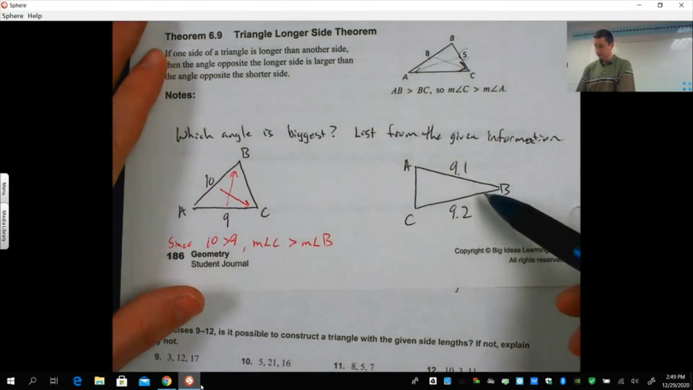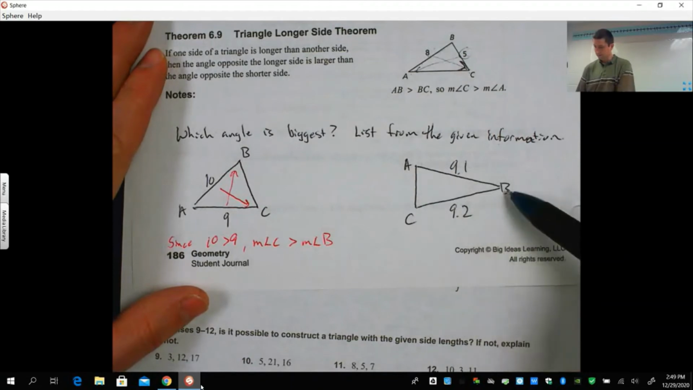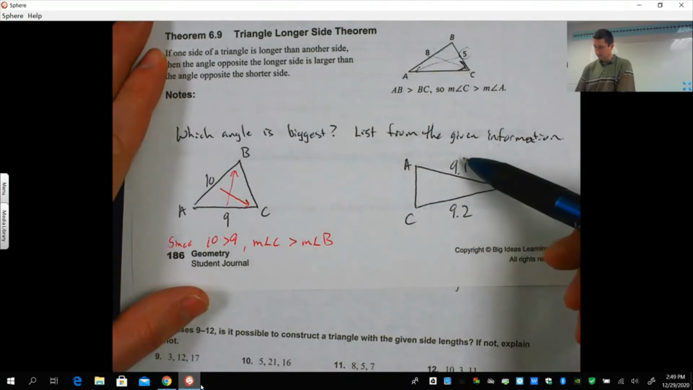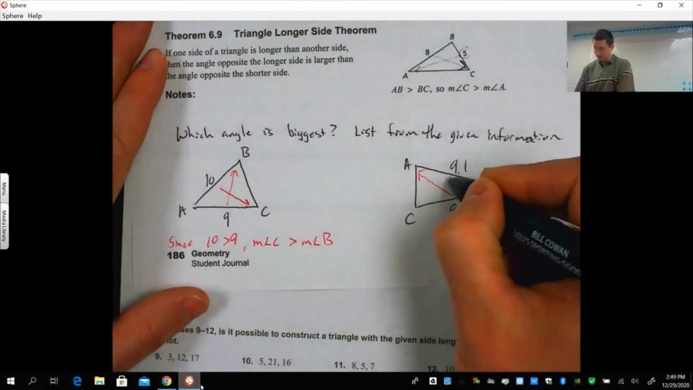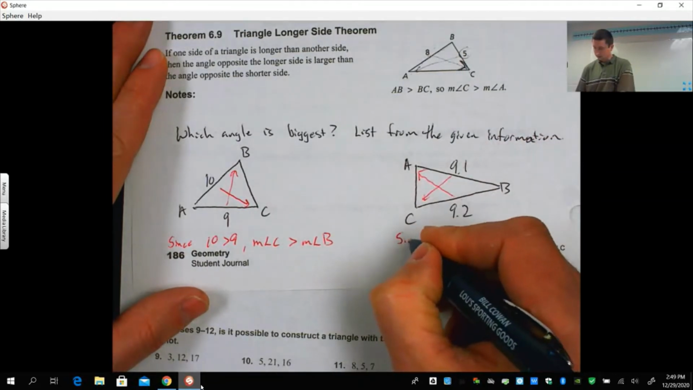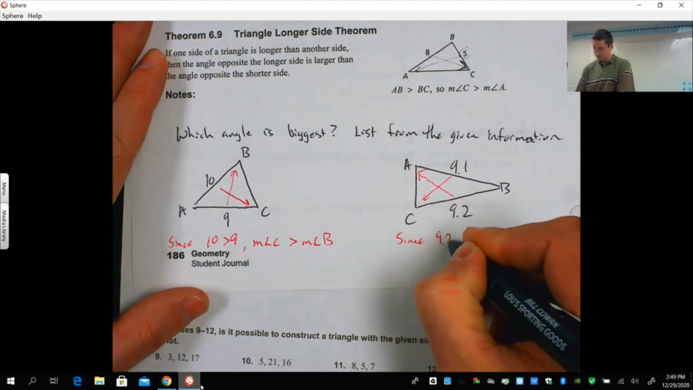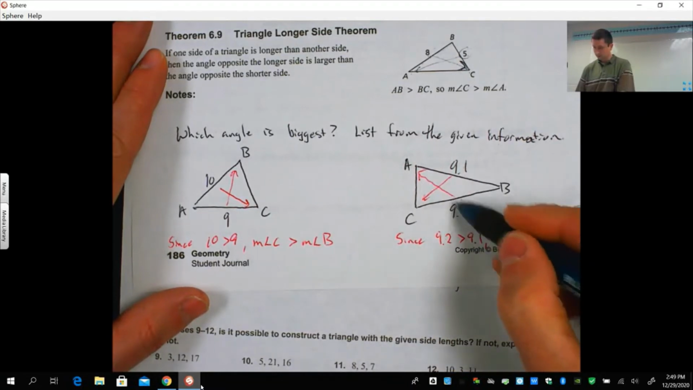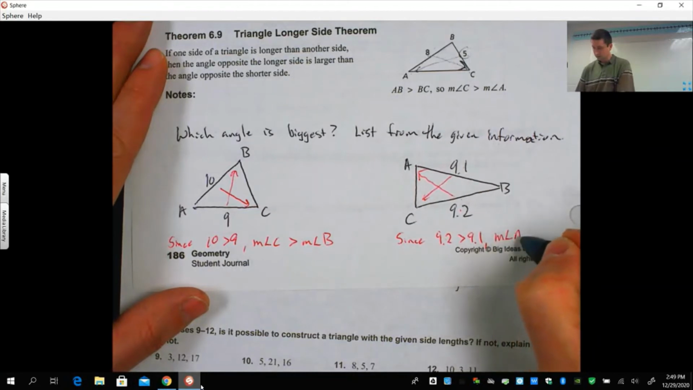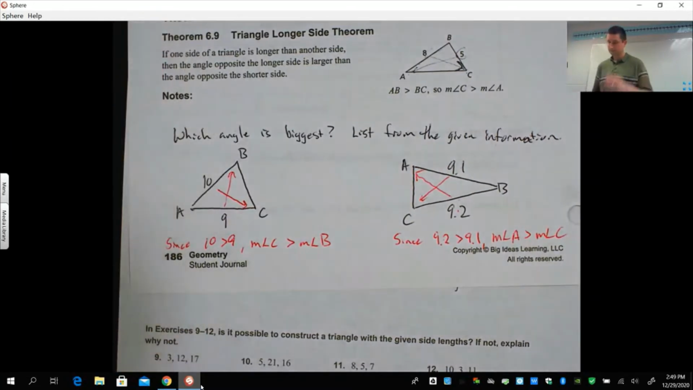Look at this one over here. Get that drawn. And you're looking at 9.1 and 9.2. So opposite sides, there's A and there's C. So I'm going to say since 9.2 is greater than 9.1, so I put 9.2 first, the measure of angle A is greater than the measure of angle C. A is greater than C. Okay, so that's the triangle longer side theorem.